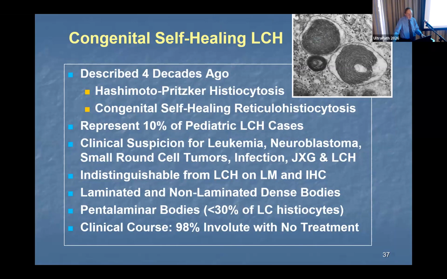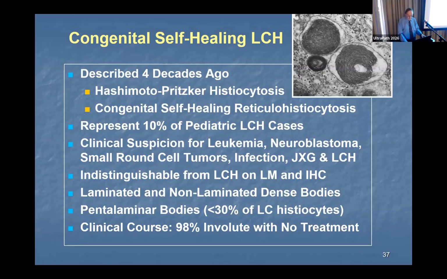It can represent up to 10% of pediatric LCH cases, particularly in very young children, neonates, and the first year of life. In general, they have this blueberry muffin appearance, so other things are a consideration in the background. Congenital self-healing LCH is indistinguishable from typical LCH by light microscopy and immunohistochemistry. But with electron microscopy, you can find laminated and non-laminated dense bodies, such as I'm showing here. If you look for Birbeck granules, sometimes you really don't see them; you see them in less than 30% of the histiocytes. So you have to search for those at times.